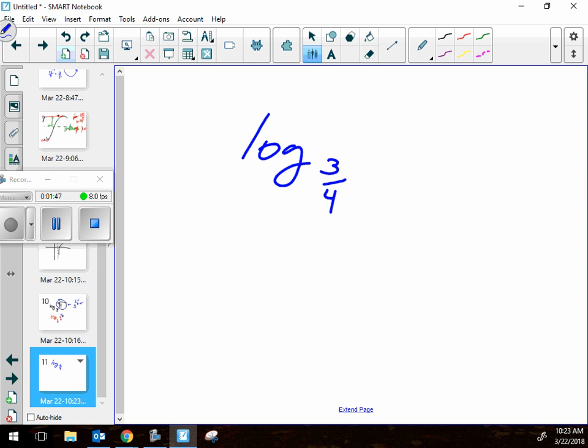Log base 3/4 of 16/9 to the 4th root. The 4th root of 16/9. Pause for a second. Let me give that one a try.